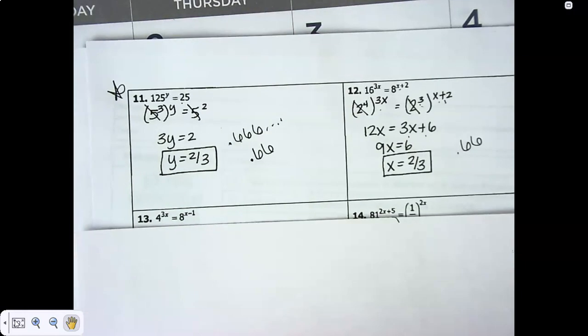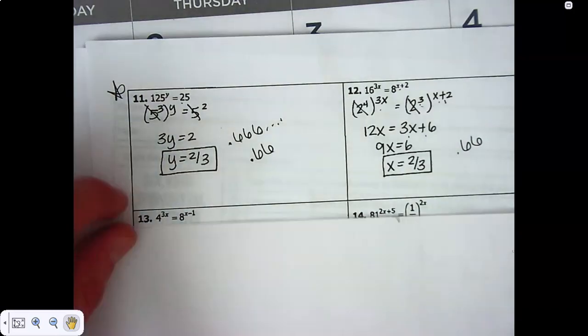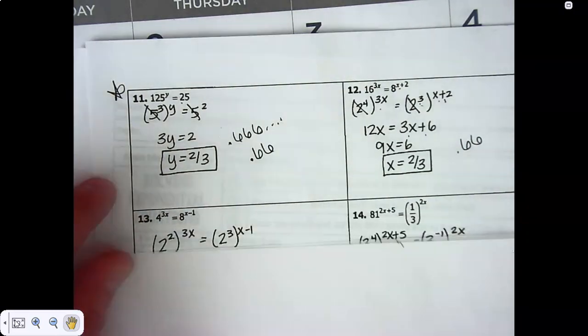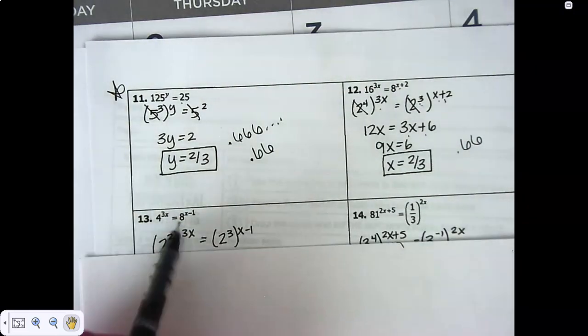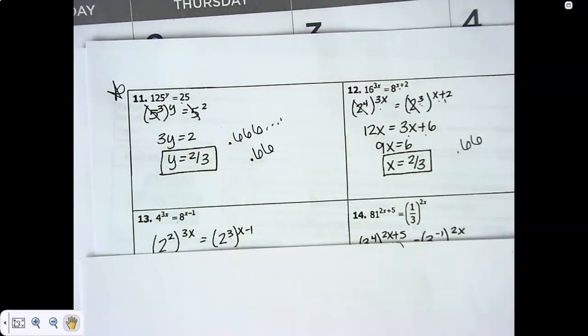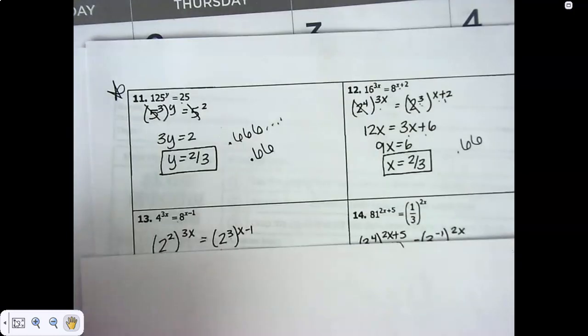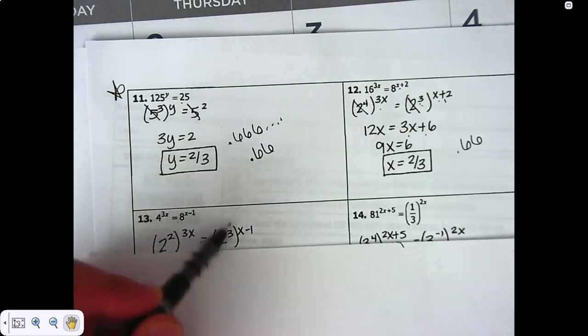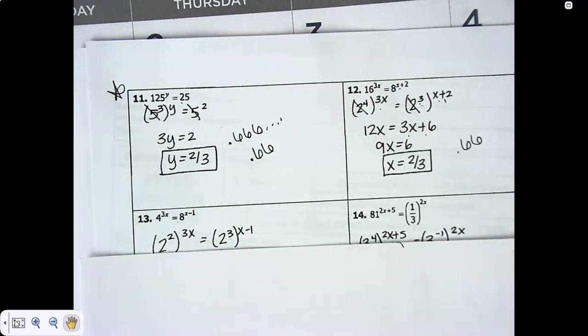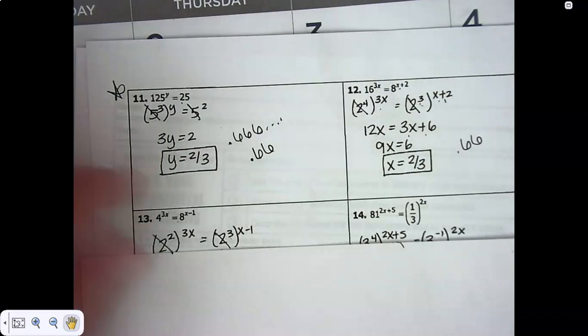Here I have 4 to the 3x equals 8 to the x minus 1. Both even numbers, I'm going to try to go for a base of 2. I know to get a 4, it's going to be 2 squared, so I'll put that in parentheses. To get an 8, that's 2 to the third power, also in parentheses, because they have exponents attached. The 3x comes down, the x minus 1 comes down. Once I have a common base, I can go ahead and cross out the common base.